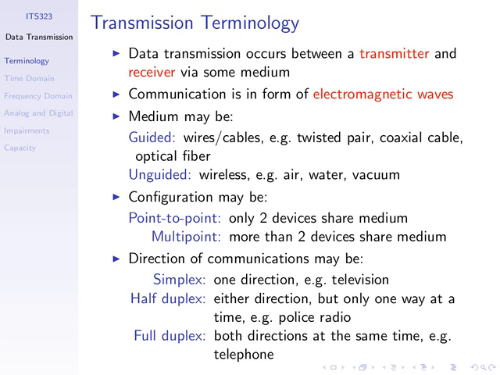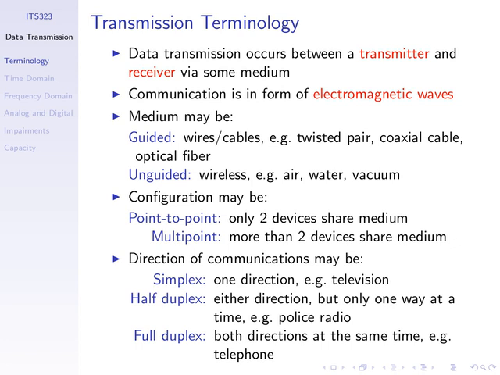The endpoints on the links may be configured in two different ways. We can have the simple case of point-to-point configuration, where we just have one transmitter and one receiver. So just two entities connected by that single link. So only two devices share that transmission medium. Or we can have multi-point or point-to-multi-point, where more than two devices share the medium. We have one transmitter that transmits a signal and it's received by 5 receivers. That's multi-point communications. So our links can be guided or unguided, can be point-to-point or multi-point.